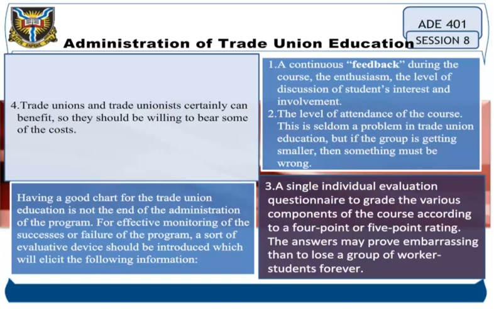1. A continuous feedback during the course: the enthusiasm, the level of discussion, and students' interest and involvement. 2. The level of attendance of the course. This is seldom a problem in trade union education, but if the group is getting smaller, then something must be wrong. 3. A single individual evaluation questionnaire to grade the various components of the course according to a 4-point or 5-point rating. The answers may prove embarrassing, but that is better than to lose a group of worker students forever.